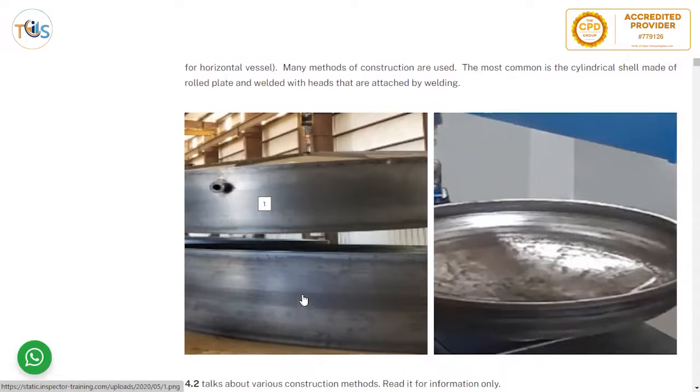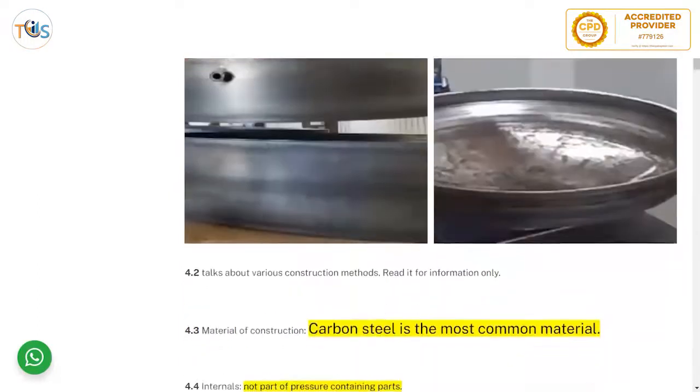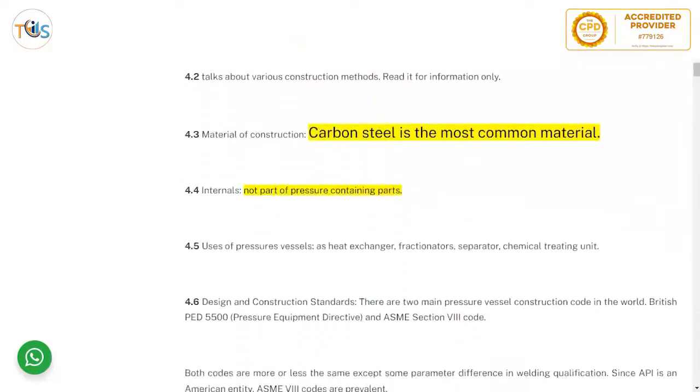There might be several shell courses, and the shell is made by rolling the plates and then welding them with a longitudinal butt weld. 4.2 talks about various construction methods. Read it for information only. 4.3, material of construction. Carbon steel is the most common material, a potential exam question. Internals are not part of the pressure containing parts.